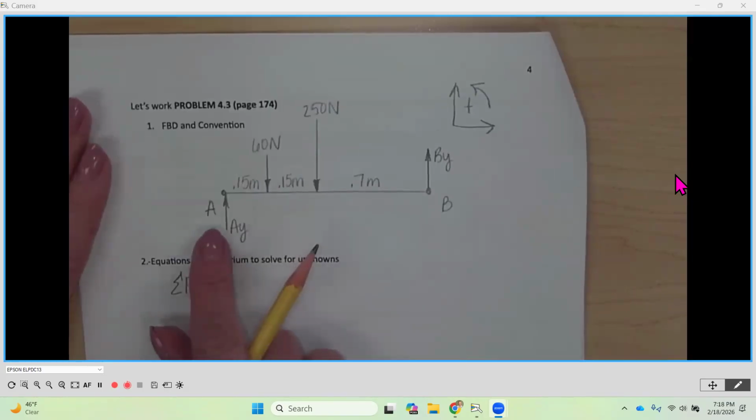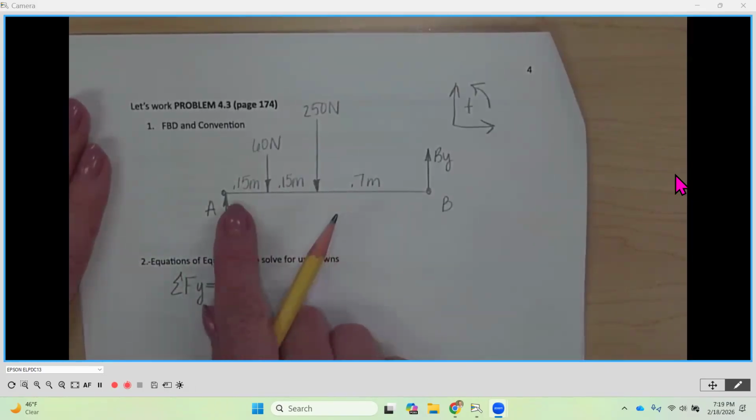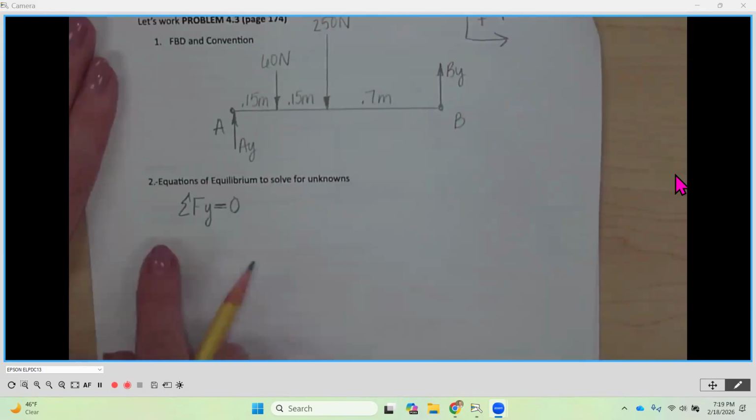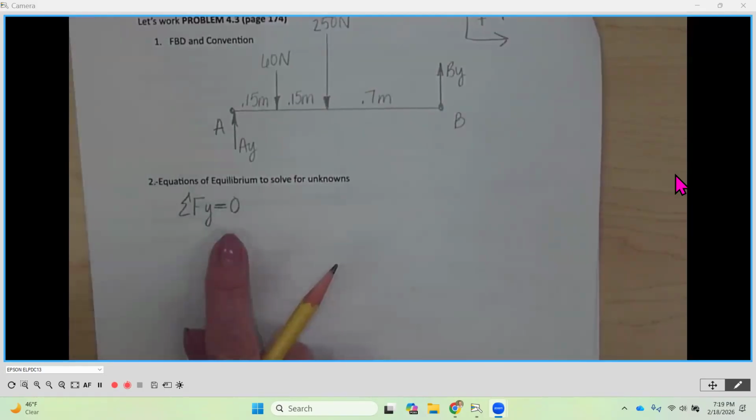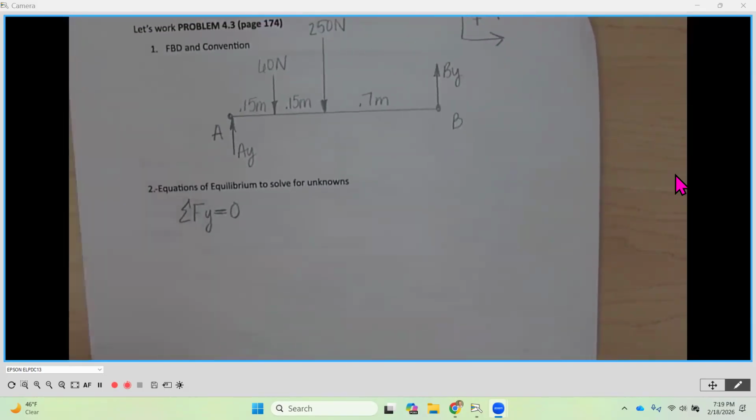So now I'm going to look starting left to right, and I'm going to write each one of my forces. If they're going up, I'm going to give them positive. If they're going down, I'm going to be negative. So go ahead and write the left-hand side of this equation. I'll give you a chance to do that.